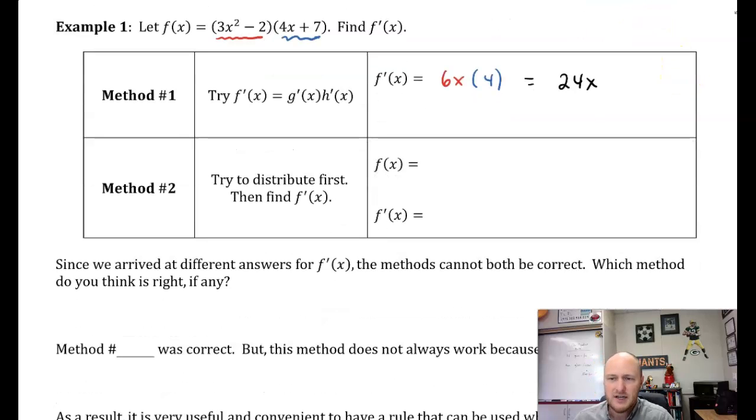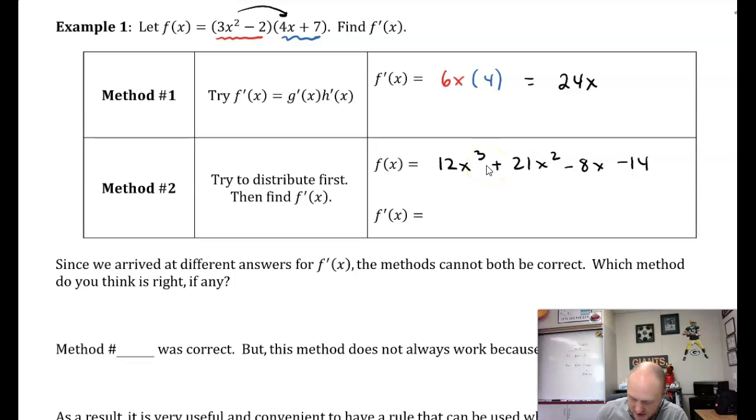Method number 2 says, hey, first, why don't you just distribute? Because isn't this how we found the derivatives up until this point? So if I distribute 3x squared times 4x, we get 12x cubed. 3x squared times 7 gives me 21x squared. Negative 8x minus 14. So there's our function, right? If I distribute that out, and then I'm just going to use the power rule. Well, doesn't this become 36x squared plus 42x minus 8? Checking my notes. Yes, that's right.